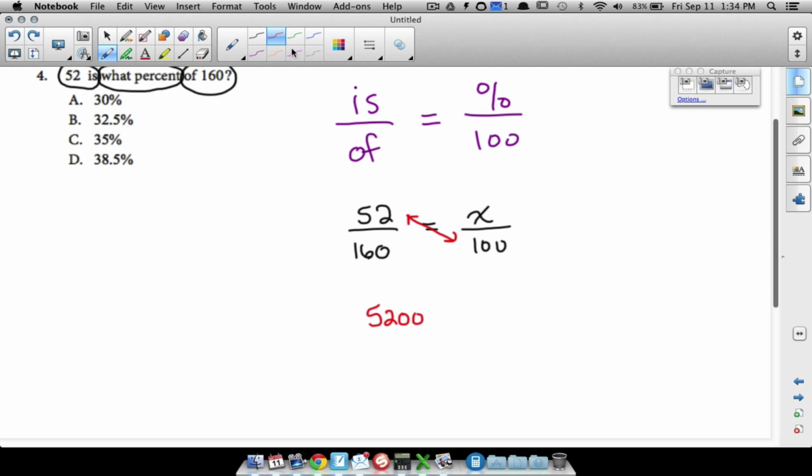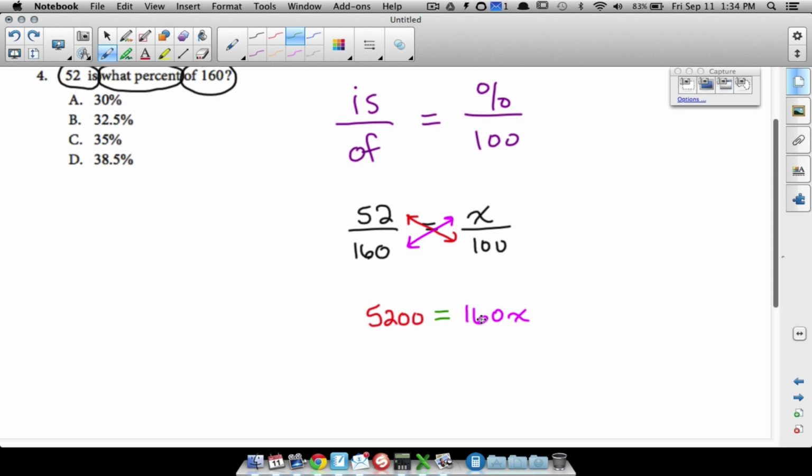That's one cross product. The other cross product, 160 times x, is 160x. And then what we do with these 2 cross products is we set them equal to each other. Now, like I said, the way to solve a proportion is to cross multiply and then we divide. The reason why we divide is because we want to get this x by itself. We're trying to find that x, which represents that percent.